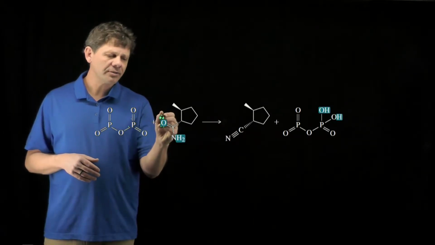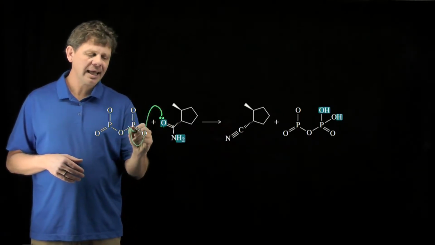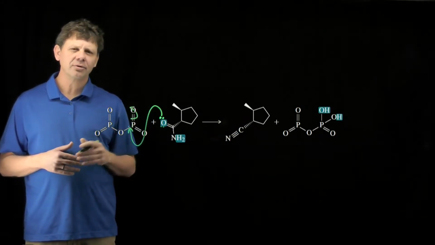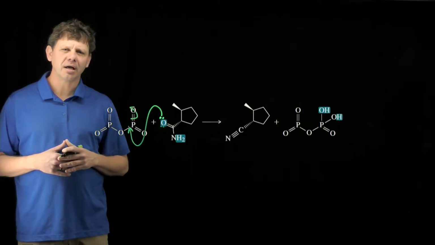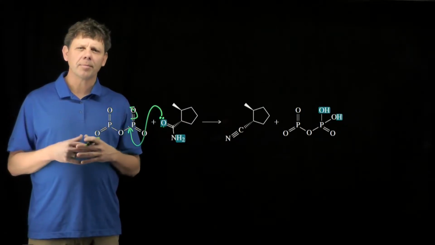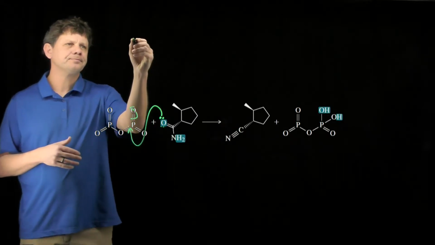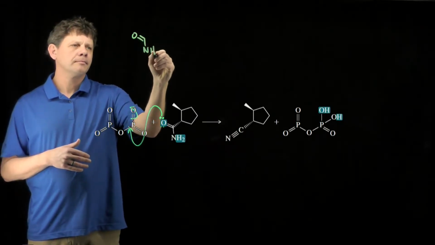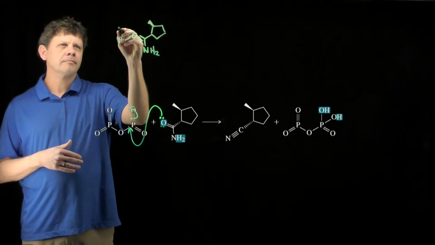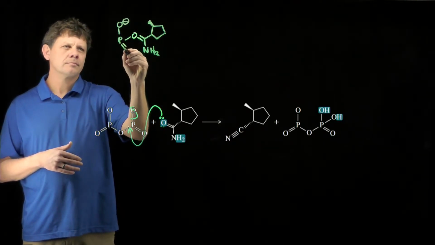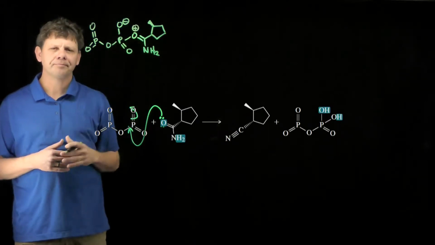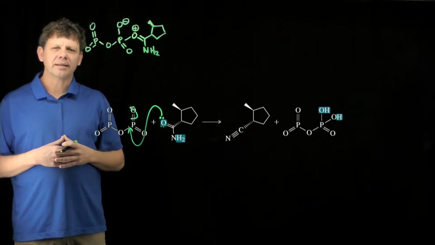The mechanism is going to start by oxygen, again, attacking that phosphorus. We show it that way. It's going to push the electrons onto the oxygen. I'm a little off on the screen, but that should be okay. Let's draw the product that gives us. This is the product that we would get.